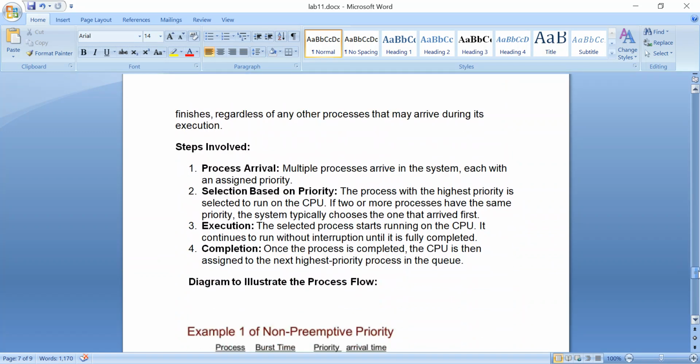So, what are the steps involved? Process arrival: multiple processes arrive in the system, each with an assigned priority. Selection based on priority: the process with the highest priority is selected to run on the CPU. If two or more processes have the same priority, the system typically chooses the one that arrived first. Execution: the selected process starts running on the CPU. It continues to run without interruption until it's fully completed. Once the process is completed, the CPU is then assigned to the next highest priority process in the queue.